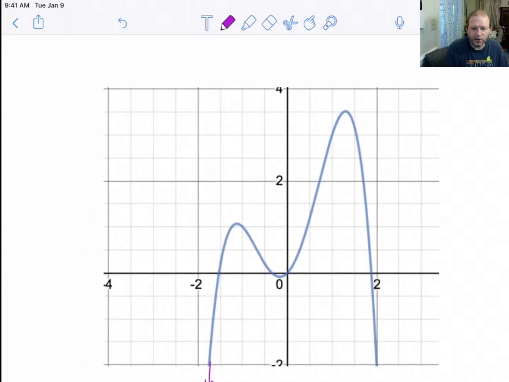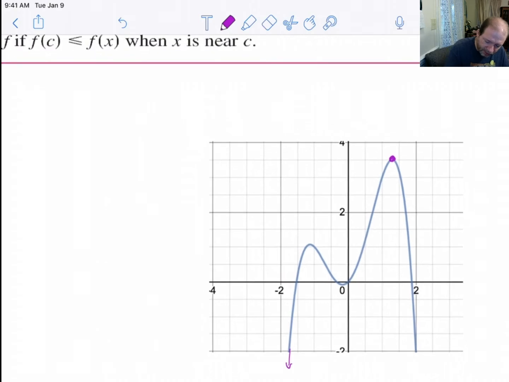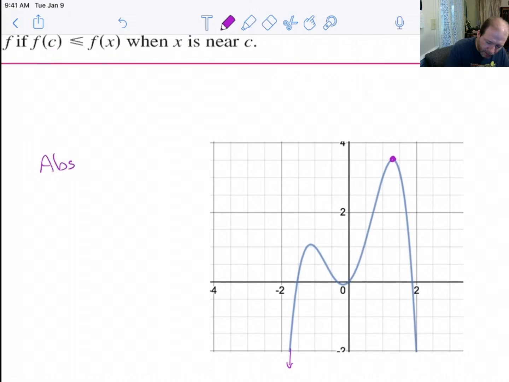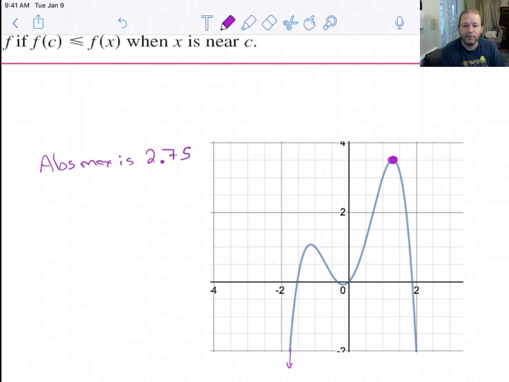This function right here, if you look at it, the absolute maximum is the highest value of y that the function attains. So that's going to be right here. So the absolute max is the y value of this point. Looks like that's 2.75.